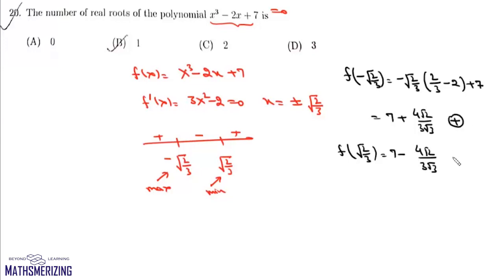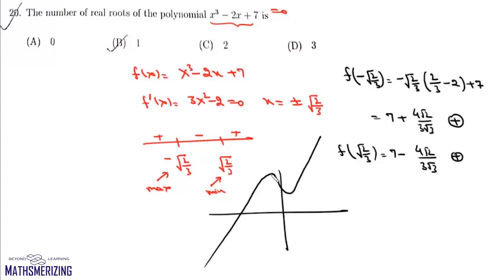Now both the values are positive. So if we draw an approximate graph, its maxima will occur at minus root 2 by root 3 and its minima will occur at plus root 2 by root 3, and both maxima and minima are positive. So this graph will be drawn approximately like this, which means that this graph will intersect the x-axis at only one point. So the number of real roots of this polynomial will be simply 1, and that's your option B.